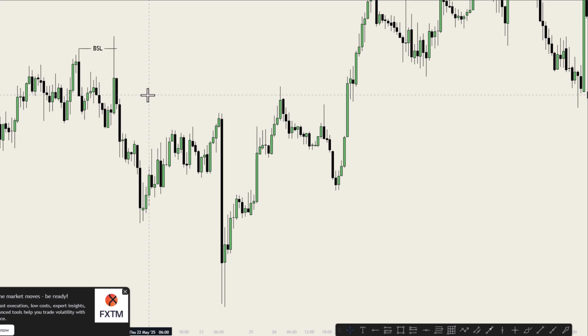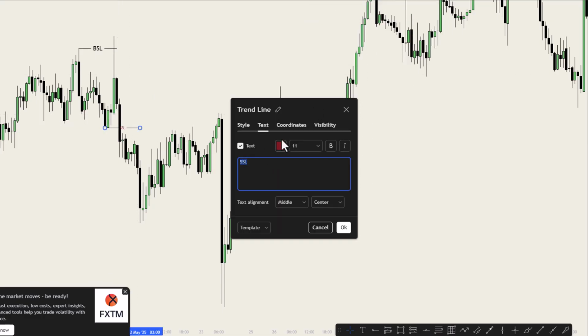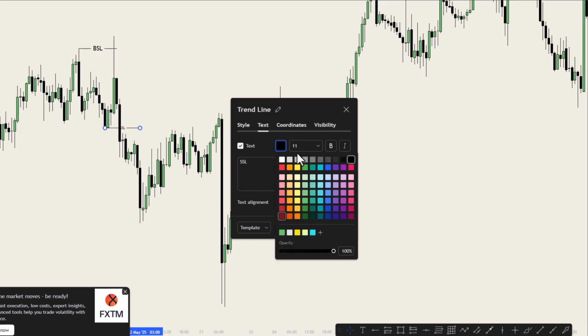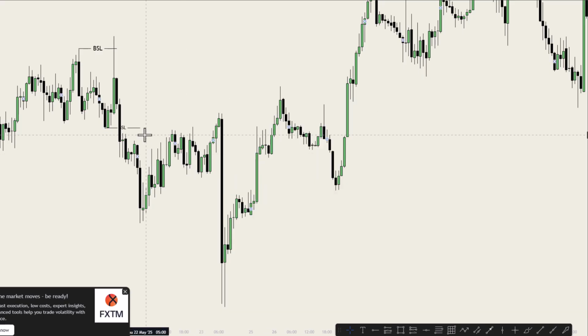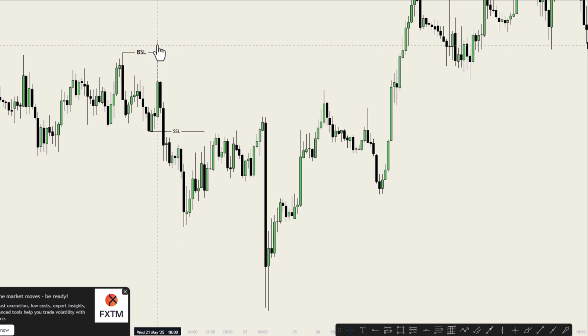Now look at this. We see here that price has taken out this sell side liquidity. And here comes sell side liquidity taken. So we have a dealing range from where? From this high to this low, we have a dealing range.